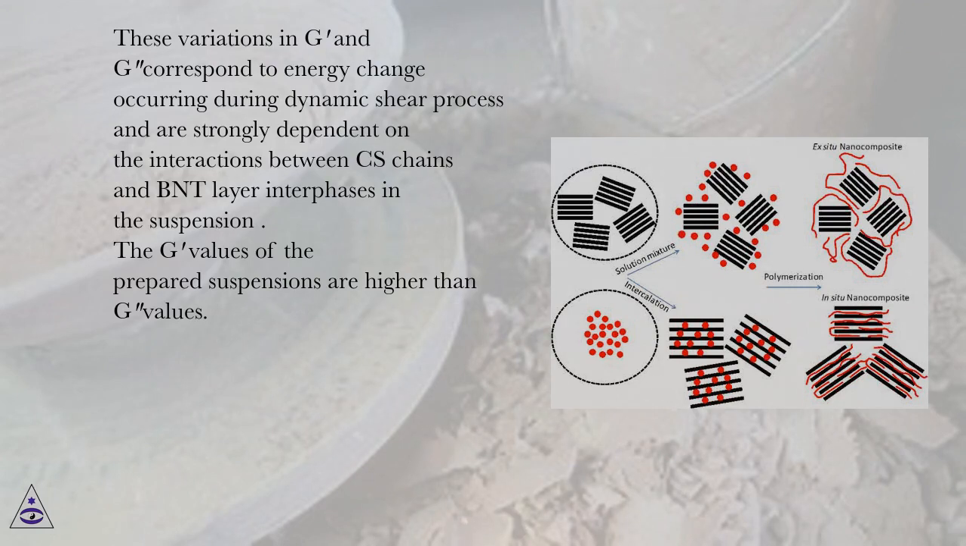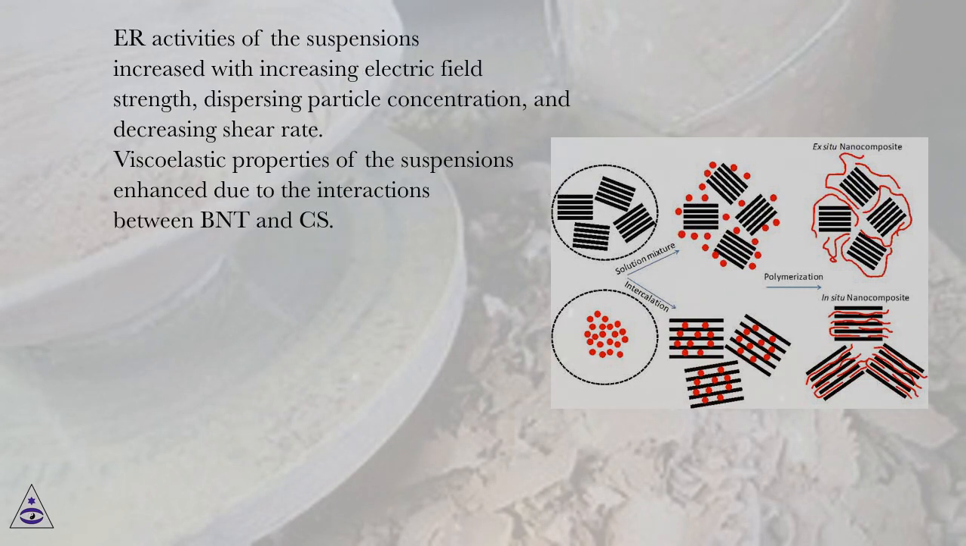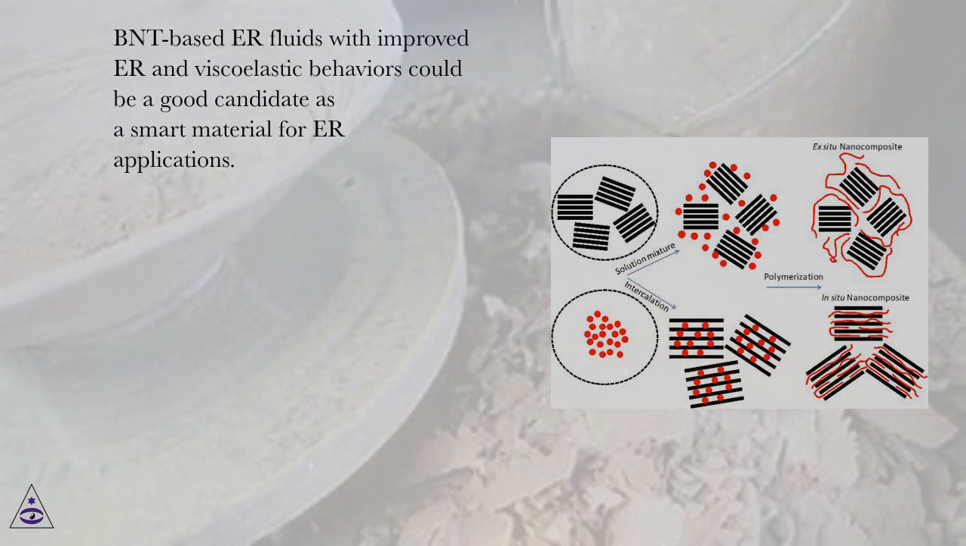The G' values of the prepared suspensions are higher than G'' values. According to this result, strong interactions were developed between CS and BNT interfaces, which enhance the elastic properties of these composites. In conclusion, characterization results confirm the introduction of the CS side chains into the BNT layers. ER activities of the suspensions increased with increasing electric field strength, dispersing particle concentration, and decreasing shear rate. Viscoelastic properties of the suspensions enhanced due to the interactions between BNT and CS. BNT-based ER fluids with improved ER and viscoelastic behaviors could be a good candidate as a smart material for ER applications.